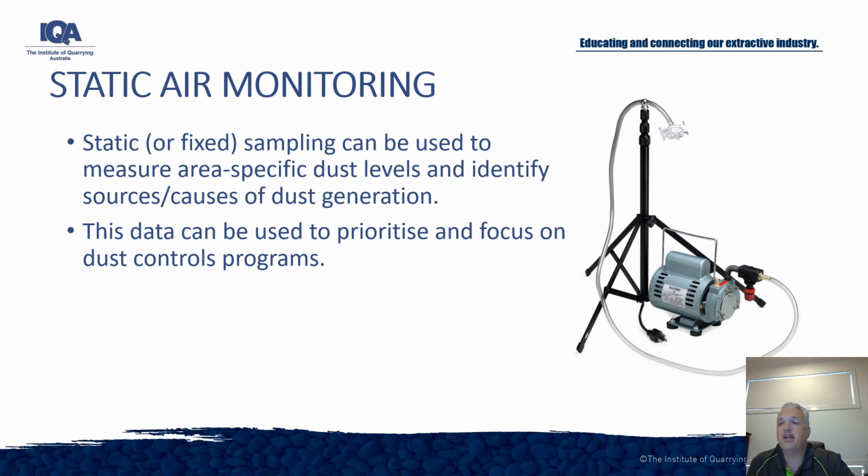The equipment is similar to or identical to personal sampling. In this example, they're using an electric pump, not as easy to move around the site, but can be used. Historically, the personal monitoring pumps that we use are also used for static. The only difference is we run a longer tube, about 1.5 meters, so it's off the ground and roughly at head height.